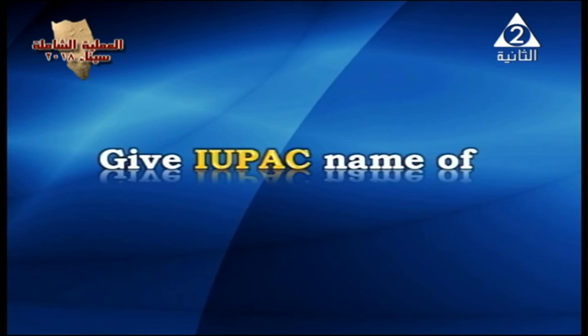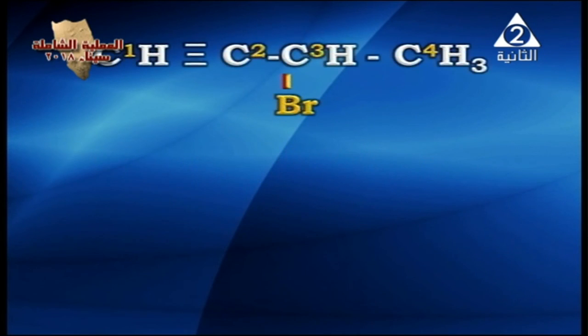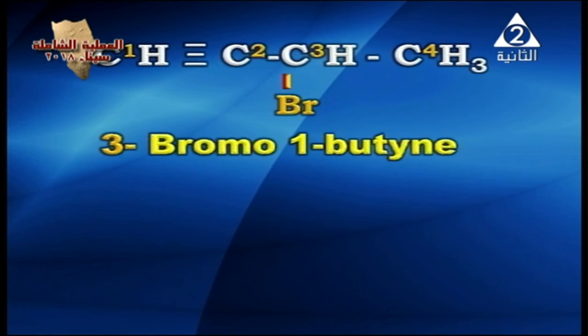Next type of question, give the IUPAC name of the molecule. If you look at this molecule, my dear student, and you count the number of carbon atoms, it will be 4. Numbering from the nearest to the triple bond, you will find that the IUPAC name will be 3-bromo-1-butyne.